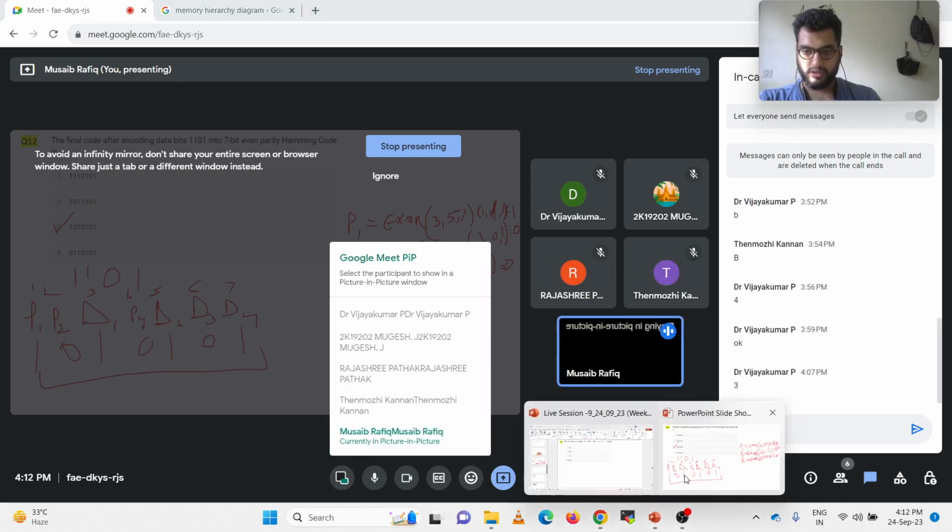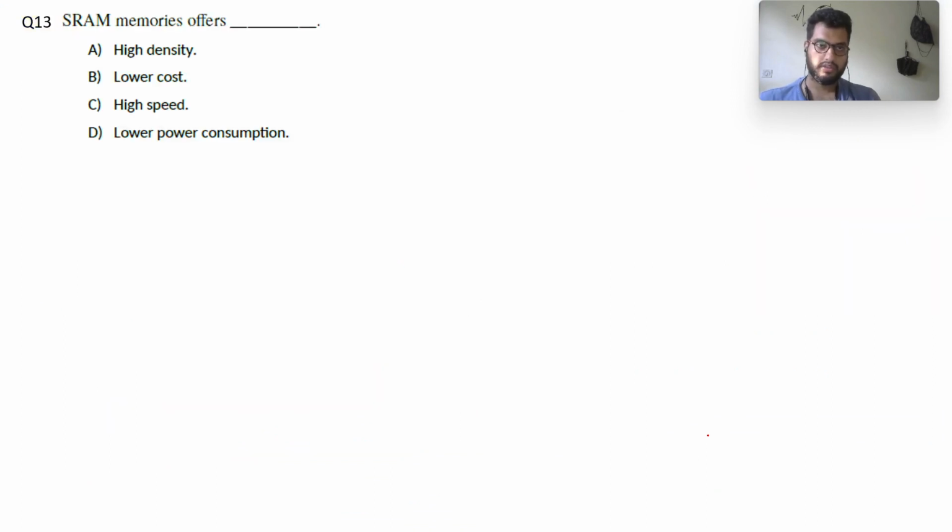So now let's move forward to question number 13. SRAM memory cell offers, as I already told, a very high speed of operation. Other than that, it's costly, it has very low density, and the power consumption is also high.